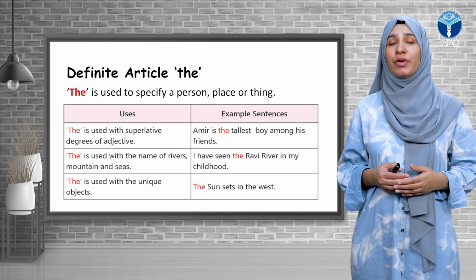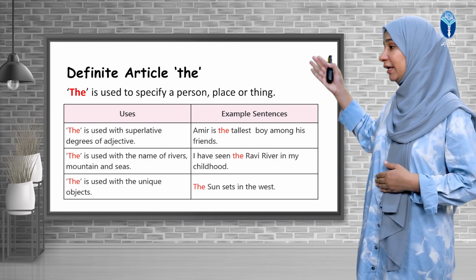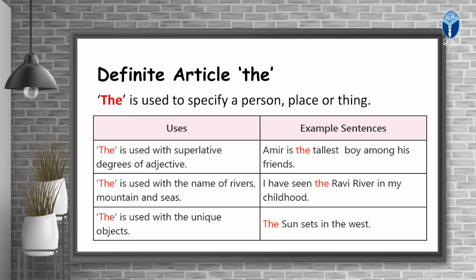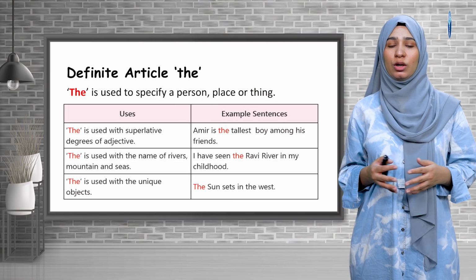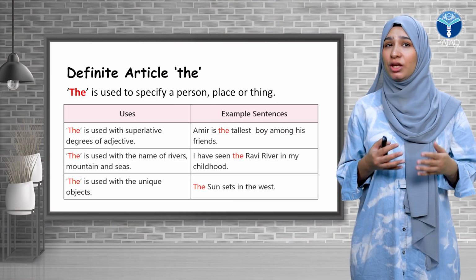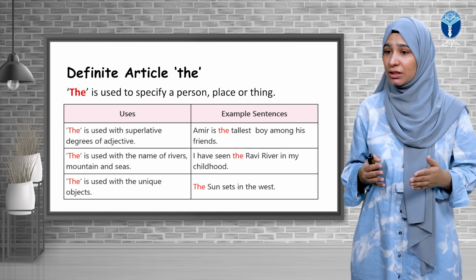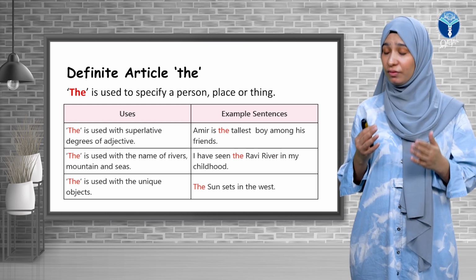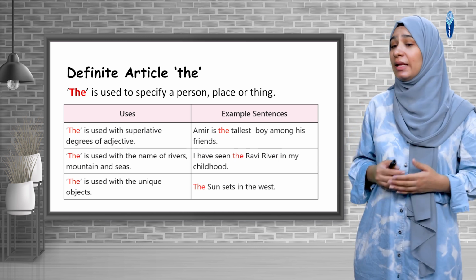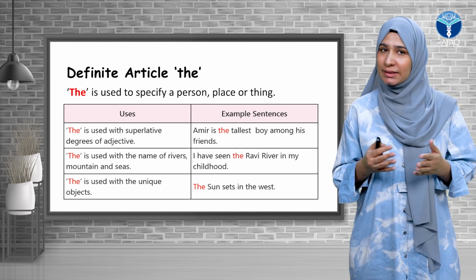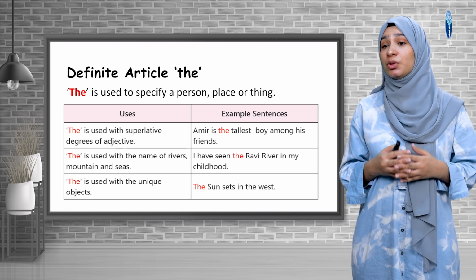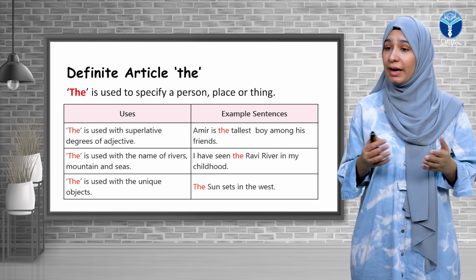So students, now we are going to discuss the definite article the. Anybody? An example? Okay, no. I guess this is a new concept for you. The is used to specify a person, place or thing. First, I am going to tell you the uses. Then I will give you examples with the sentences. The is used with a superlative degree or adjective.